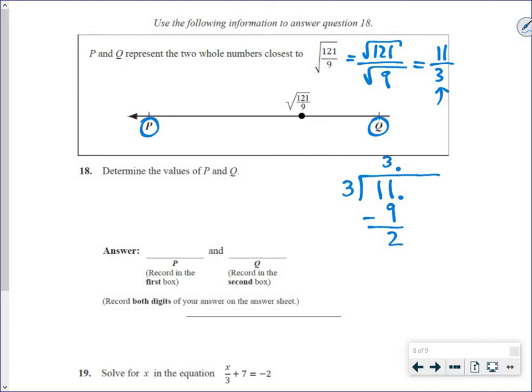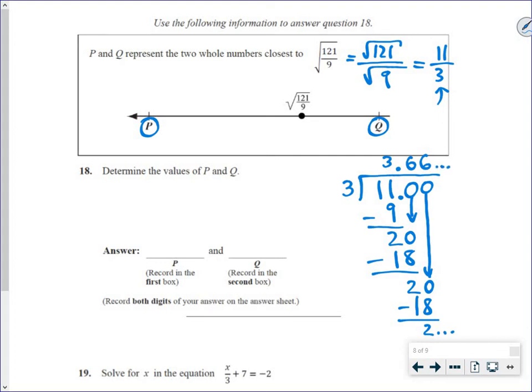Okay, and then 3 doesn't fit into 2, but drop the 0. 3 fits into 20 6 times. Right, 3 times 6 is 18. 20 minus 18 is 2. And then, drop this again. So 3 into 20, 6, 18. So it looks like it's going to be 3.6 repeating, etc. So if this is equal to 3.6 repeating, that means this has got to be 3, and that's got to be 4. So P is 3, and Q is 4.